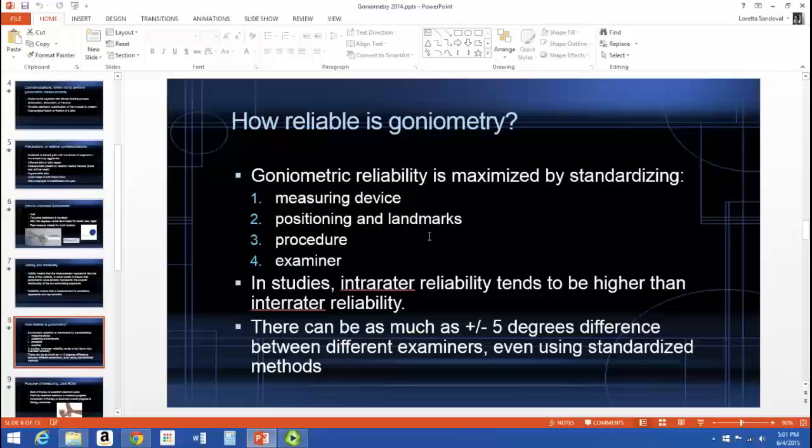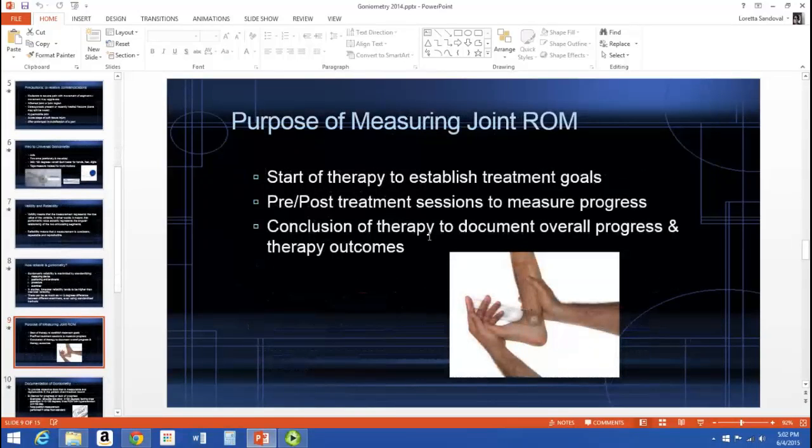But of course, the way things run in a regular clinic, you're not necessarily going to get the same person measuring every time. So we can increase our reliability by standardizing procedure, positioning and landmarks, and standardizing the measuring devices that we use. But there can be as much as a plus or minus 5 degree difference between different examiners, even using standardized methods. So that's just something to be aware of. It's not really anything to worry about, but just to know that you're going to get differences between people.